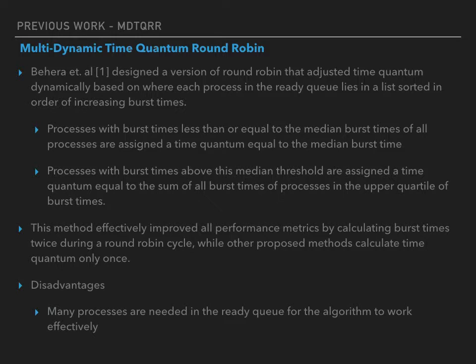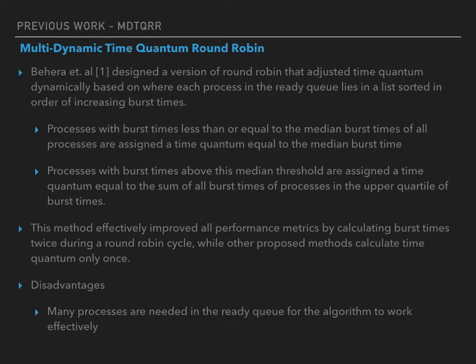Processes with burst times less than or equal to the median burst time of all processes are assigned a time quantum equal to the median burst time. Once we move past that median, the quantum is assigned to the sum of all burst times of processes in the upper quartile of burst times. So basically, it finds a sum of all processes with burst times greater than 75% of the rest of the burst times.